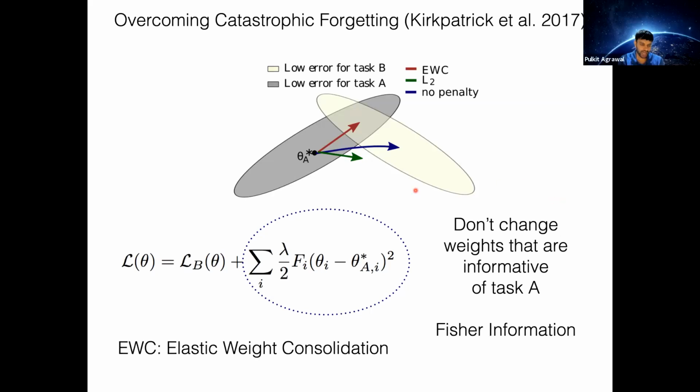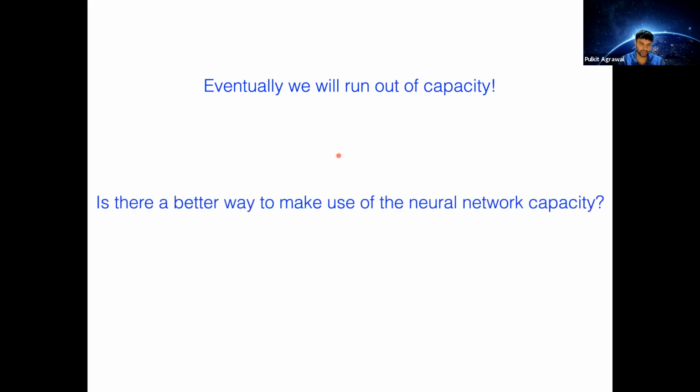Okay, so now, just imagine if I'm putting more and more tasks, right? Suppose I have task C, there's one more oval like this, right? So if I put more and more tasks, the shared space of parameters is going to shrink. So at some point, we will eventually run out of capacity to store information about all the tasks. Right? So one line of work has looked at whether there is a better way to make use of neural network capacity.